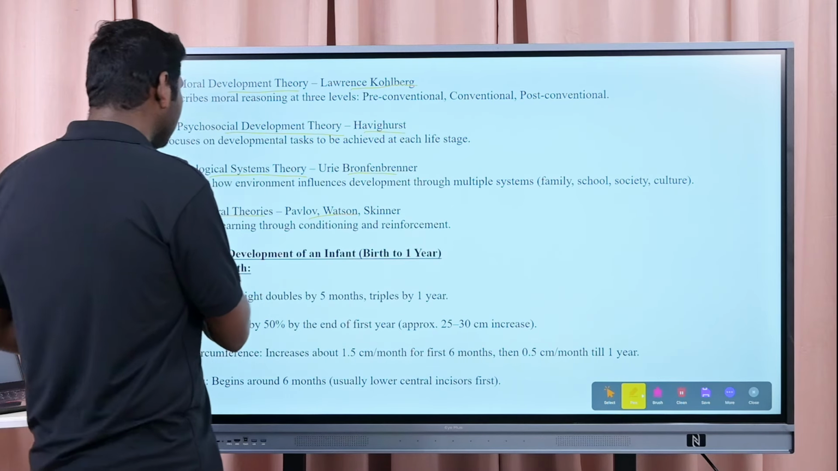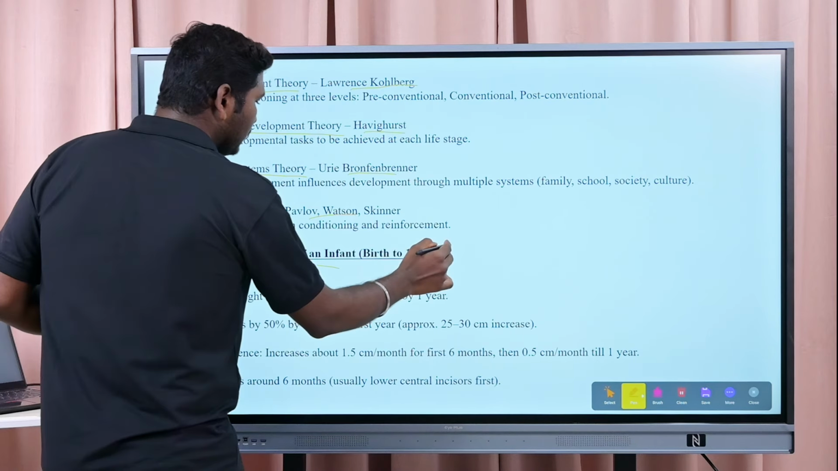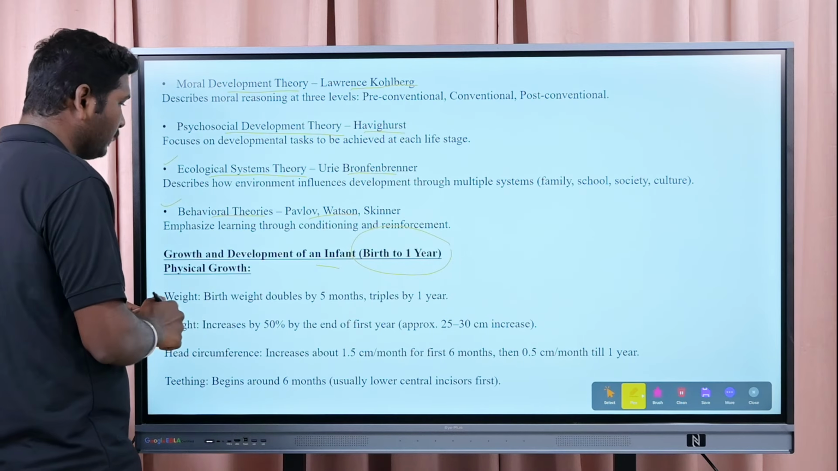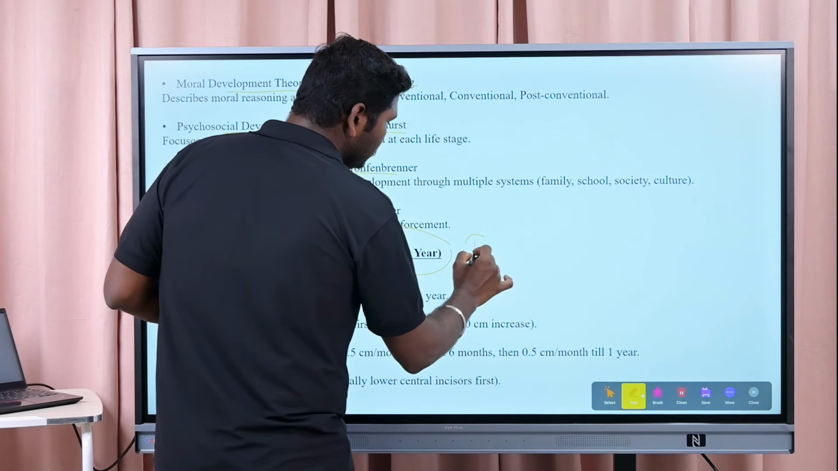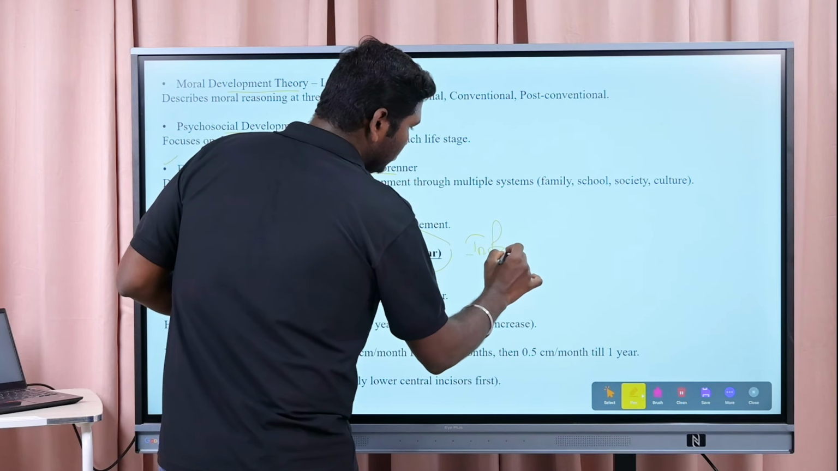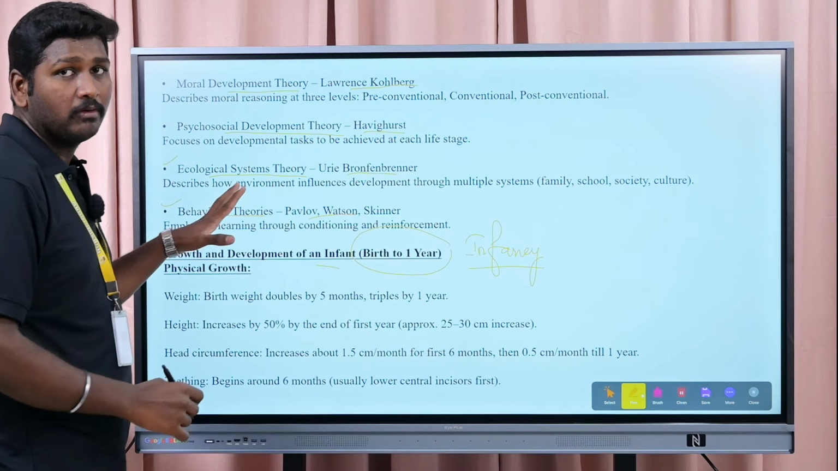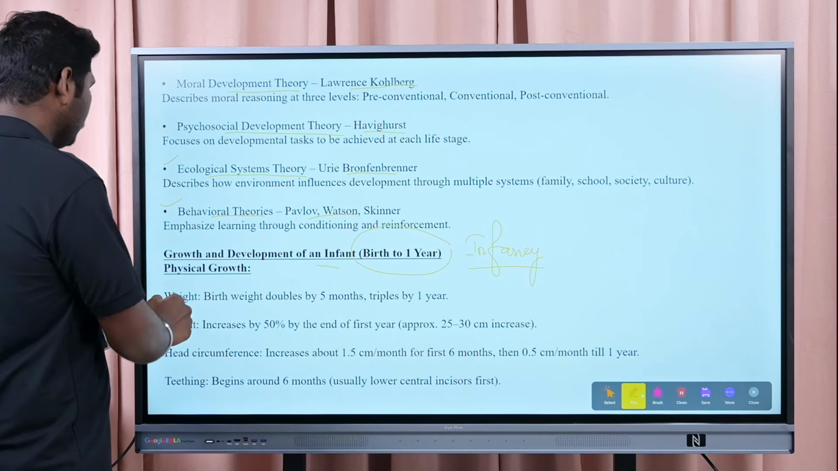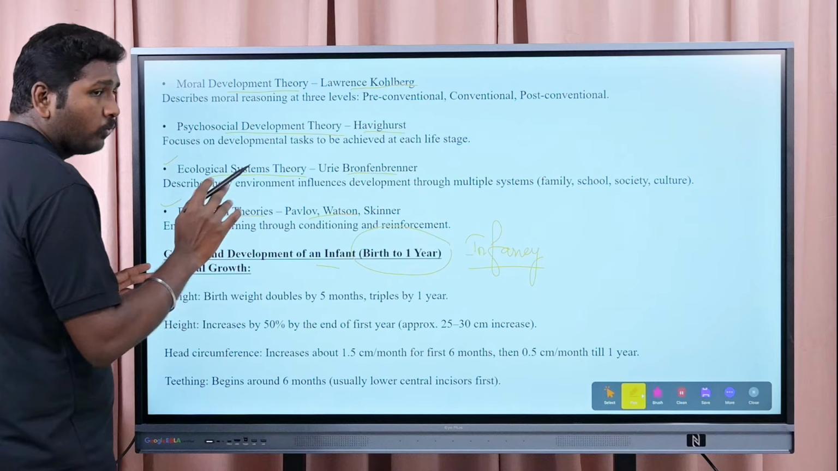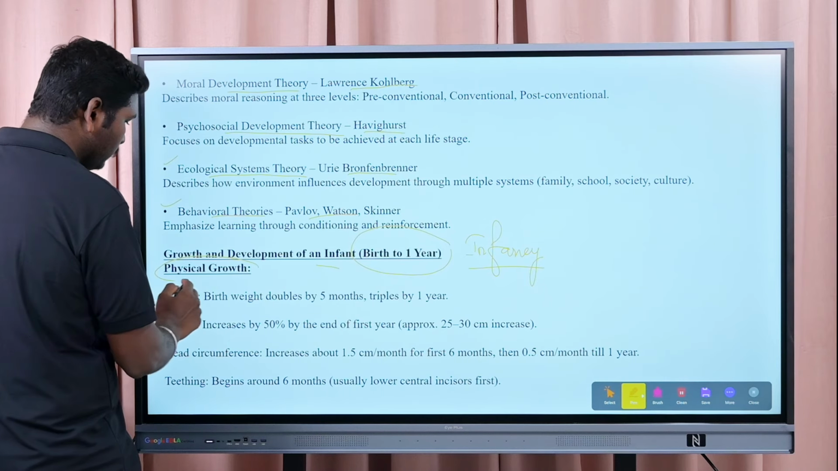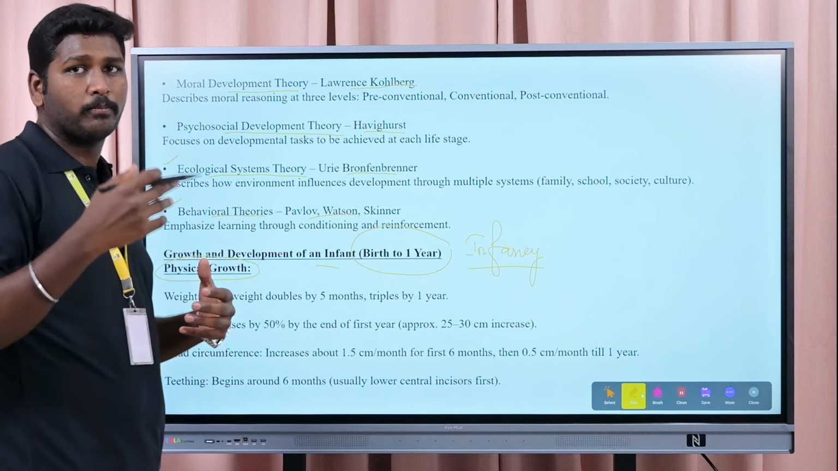And next is the growth and development of an infant, which is another question where they directly asked birth to 1 year. So it is all about birth to 1 year, which means infancy. So for infancy, you have to give a complete description here. What are the growth and development up to 1 year, that is the infancy period? First, always start with the physical growth. Without physical growth we cannot proceed further.